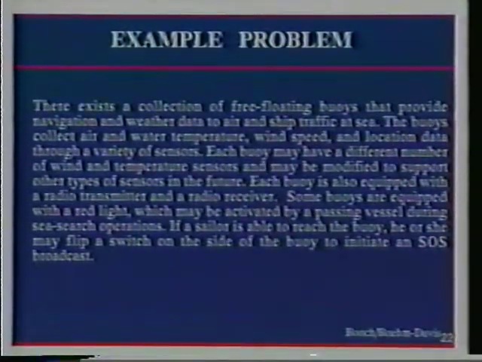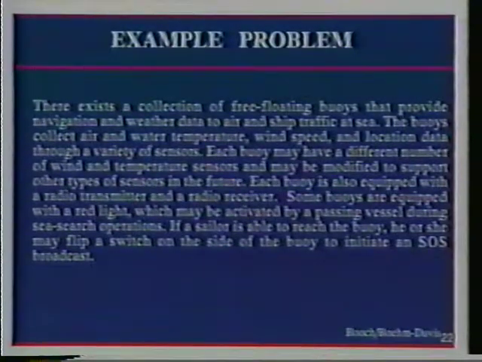And each of these buoys can have a different number of wind and temperature sensors, and they can be modified to support other sensors in the future. That is the extensibility, or the evolvability. The buoys have a radio transmitter and a radio receiver. Some of the buoys might also have a red switch which can be switched on and off by a passing vehicle, or they might have some kind of a red light which can be activated by a sailor in a passing ship or maybe some aircraft in the vicinity.